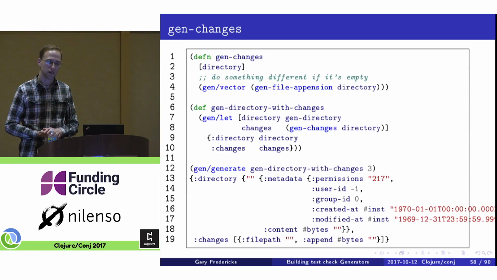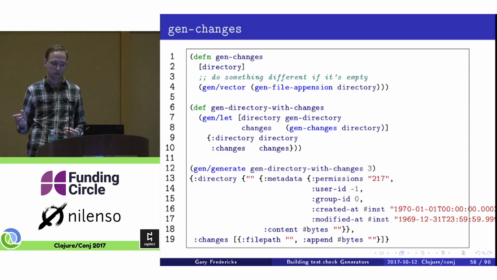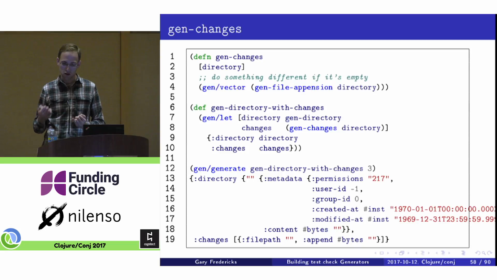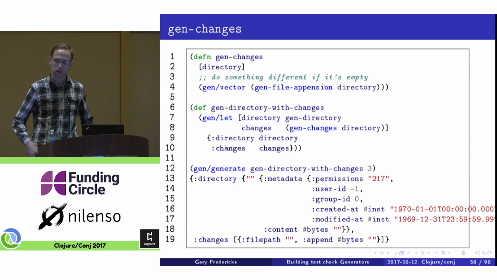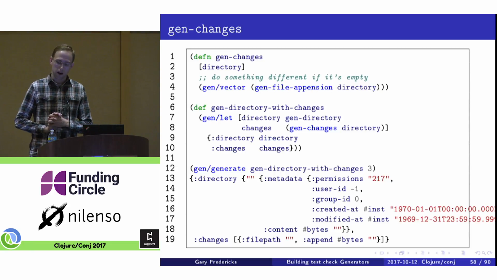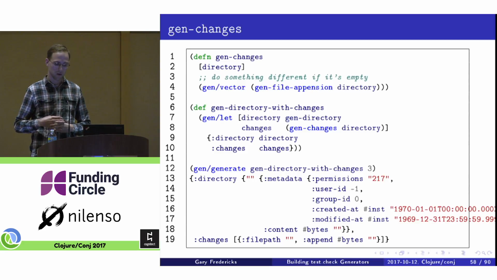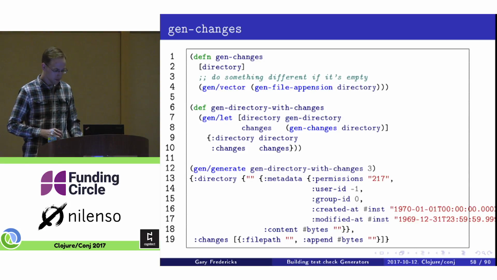So back to the top, we have the gen changes at the top that we wrote earlier that will generate a vector of file appendtions, and we have our very top level directory with changes that calls the directory generator and the changes generator and combines them together. And then we can actually try this with a very modest size of 3 so that it fits on the slide. And we'll get back a very small directory that has just one file, which has the empty file name and contains 0 bytes, and we've generated also one change to that same file of adding 0 bytes to it.